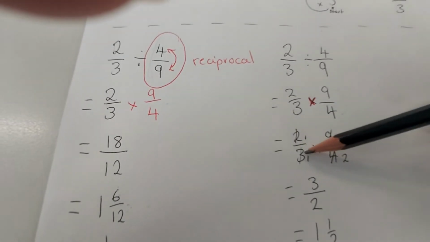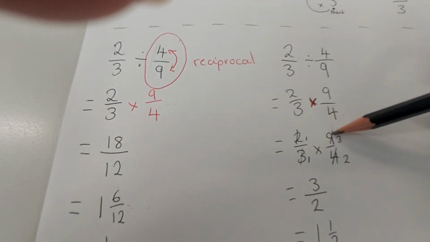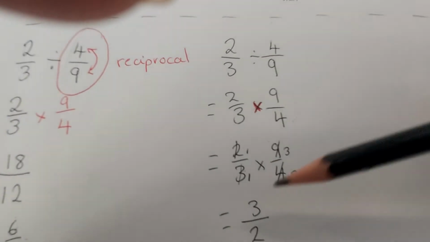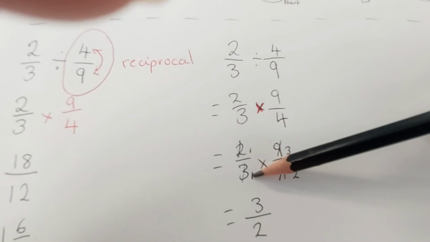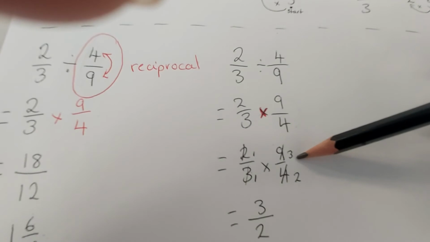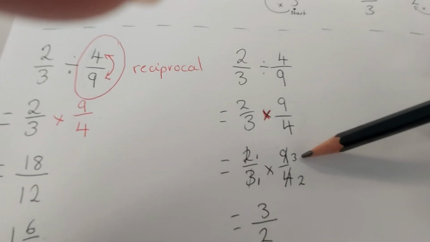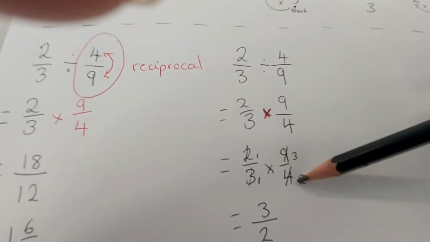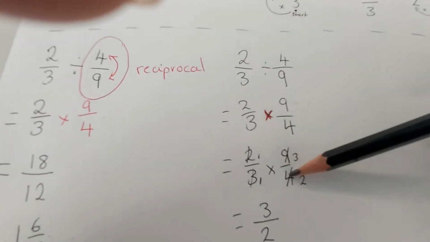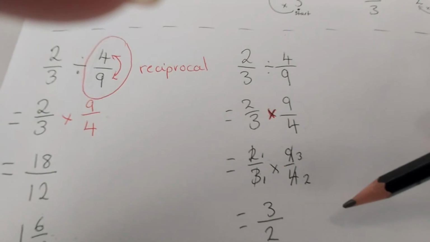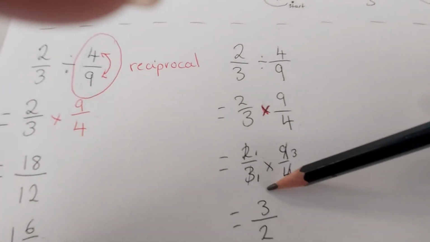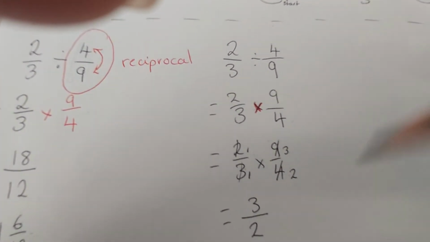You can't cancel down the two numbers on the bottom or the 2 on the top. It has to be 1 from the top and 1 from the bottom. So I know that 3 goes into itself once and 3 goes into 9 3 times. 3 times 3 is 9. Looking at the 2 and the 4, obviously that's quite a simple one. 2 goes into itself once, 2 goes into 4 twice. So now we've changed the sum we're doing. We're going to be doing 1 times 3 is 3 and 1 times 2 is 2.